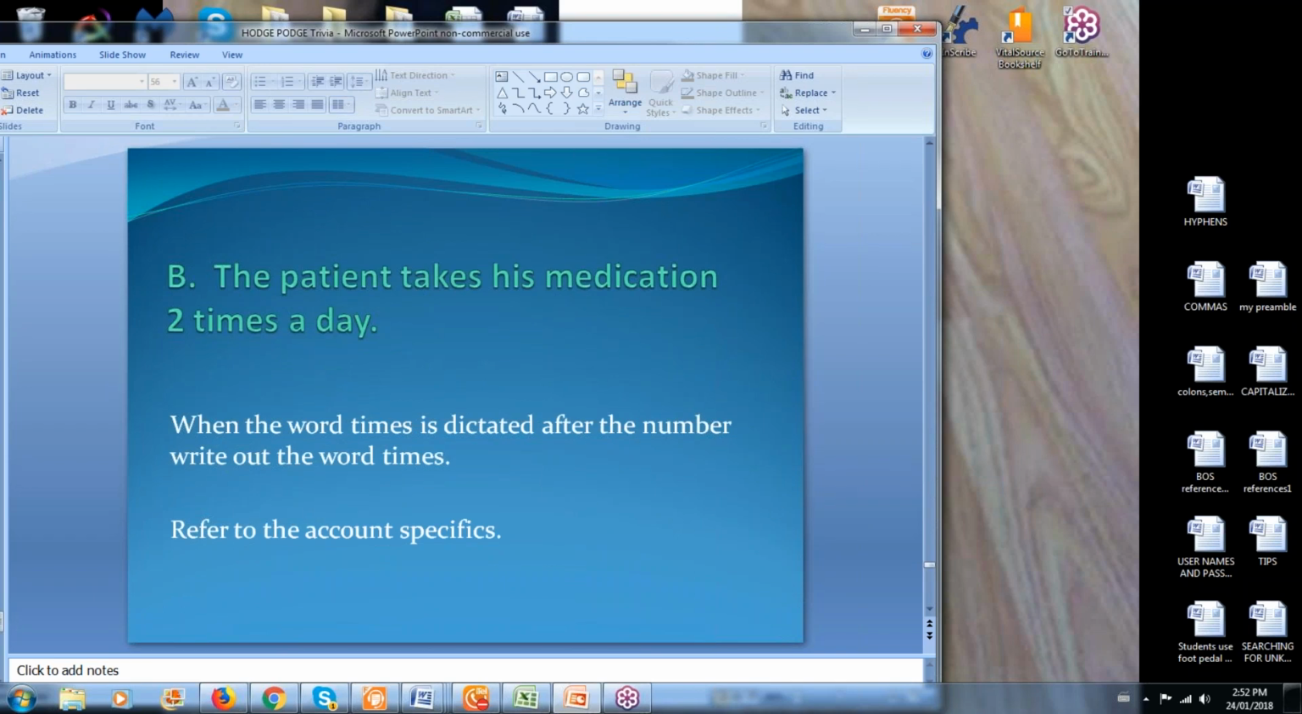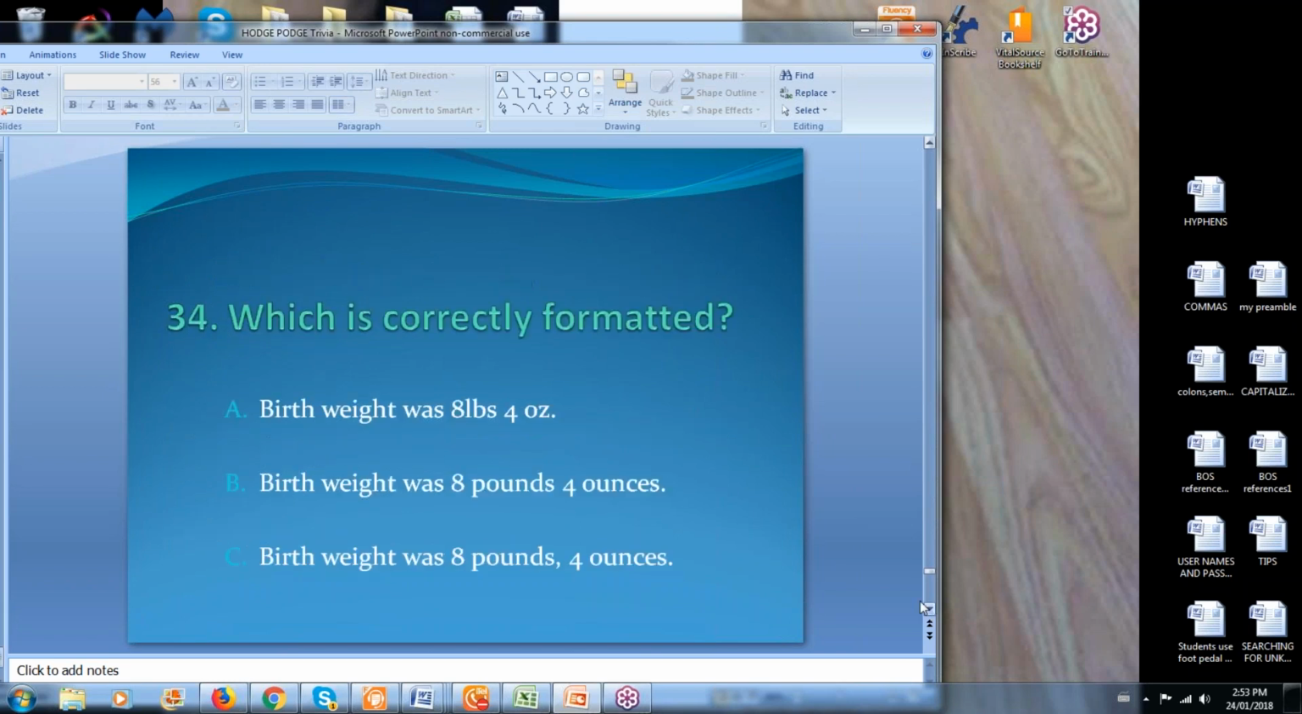So remember, when the word times is dictated after the number, then you have to write out times. But if they say times before the number, then you use X. So you can refer to your account specifics for that. So just remember that. If times is dictated after the number, then you spell out the word times and you put it after the way it was dictated.